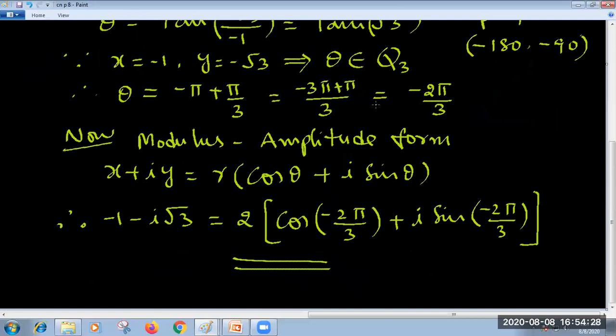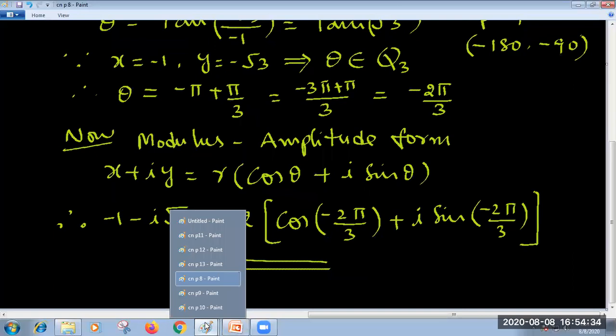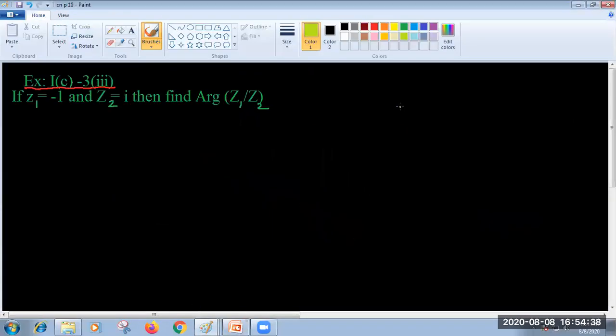So now let us take up one more problem. In the exercise, a very simple and interesting, very important problem. Short questions, it came so many times.